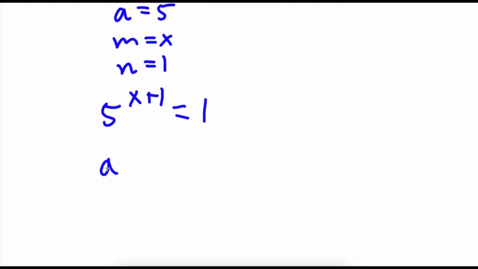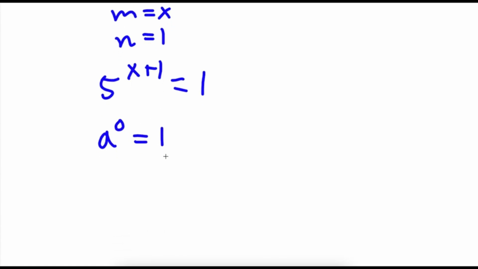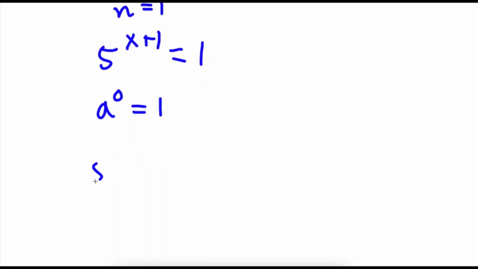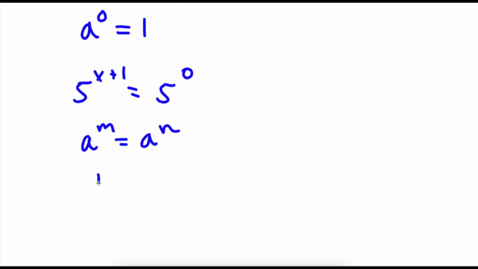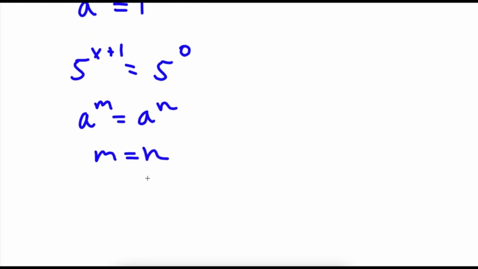Now, let's say I have a number a to the power of 0 is equal to 1. So any number to the power of 0 would equal 1 besides 0. So I can rewrite 1 as 5 to the power of 0. Now, if I have something in the form a to the power of m is equal to a to the power of n, then this means that m is equal to n.